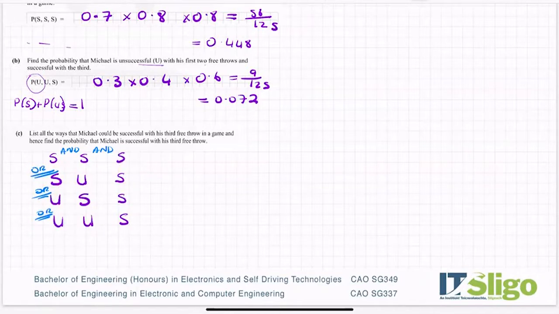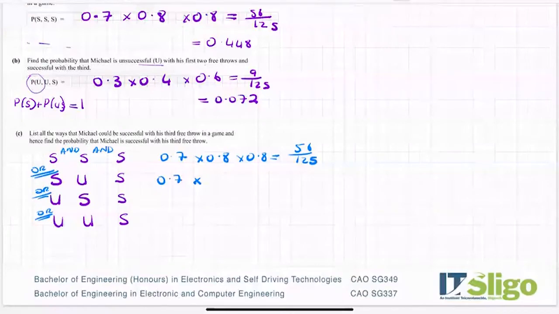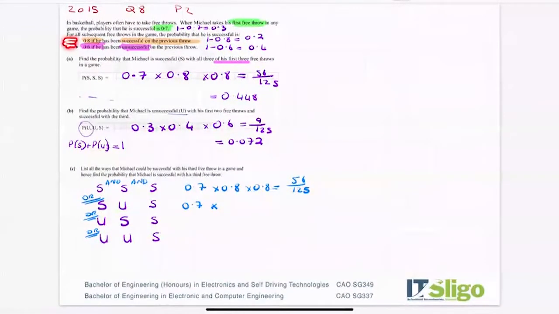So successful with the first is 0.7. This is the top one we did, isn't it? So it's 56 over 125. The second one, he's successful on his first. He's then unsuccessful on the second one, and you just have to be careful at all times as to which of these two lines you're on. So he was successful in the first, so the probability that he's unsuccessful is 0.2. And then he's successful again on his third one. Well, he's had a miss, so his confidence is down. So it's a 0.6 for that one. 0.7 by 0.2 by 0.6 equals 21 over 250.